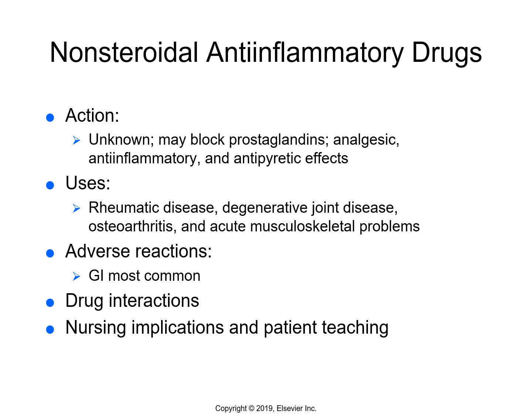Why do we use it? What do we use it for? Uses are for rheumatic disease, degenerative joint disease, your osteoarthritis, and acute musculoskeletal problems. But the most common adverse reactions are your GI problems. Okay, let's go over them. Page 228, table 12.1. You have your aspirin, ibuprofen, ketorolac, nabumetone, naproxen, and piroxicam.